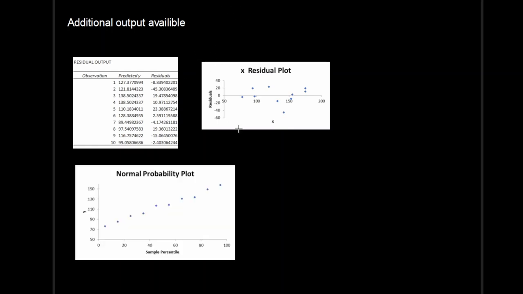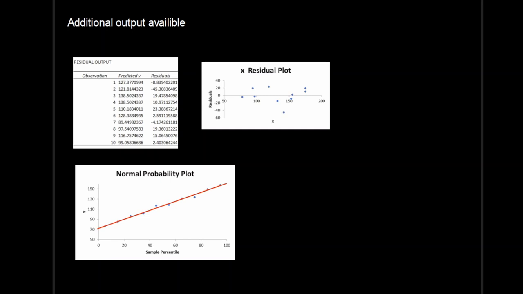We can then also take a look at our normal probability plot. All this tells us is if we were normal, we should have all of these dots along a straight line. The farther these dots deviate from some straight line, the farther from normality our errors are.